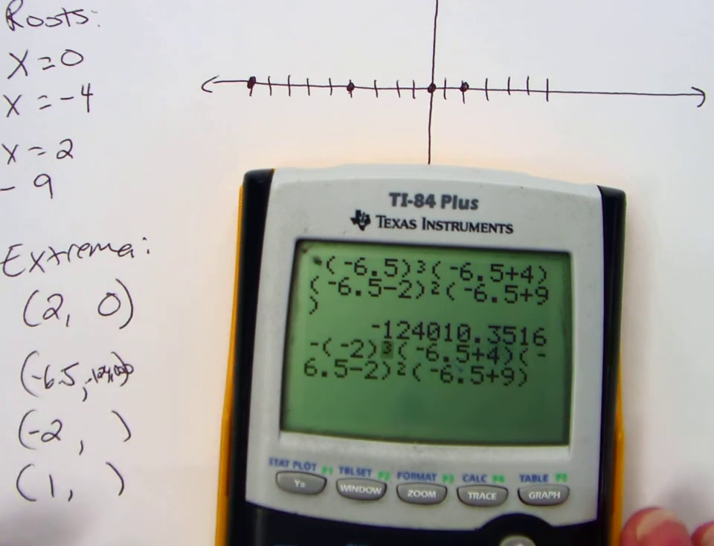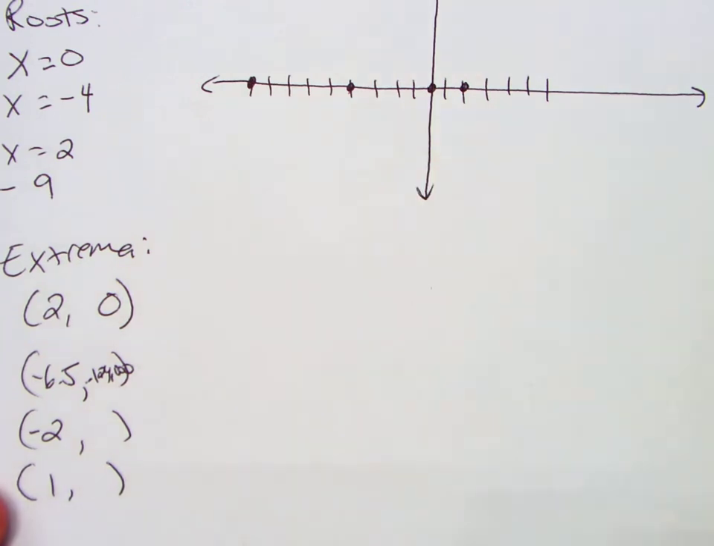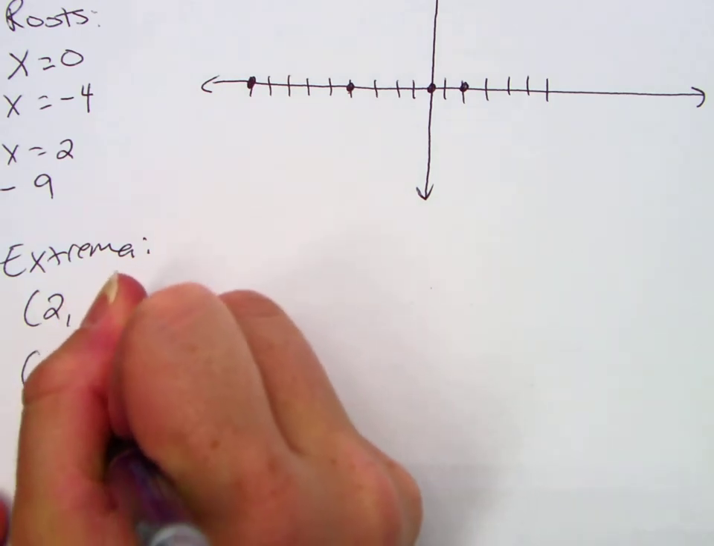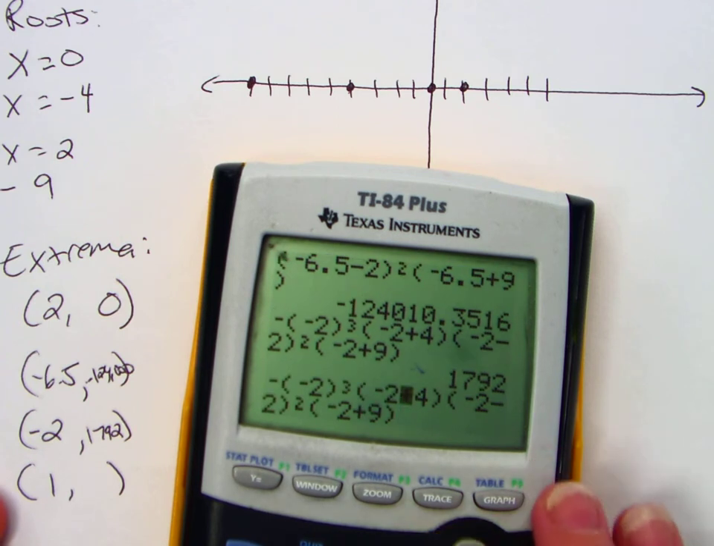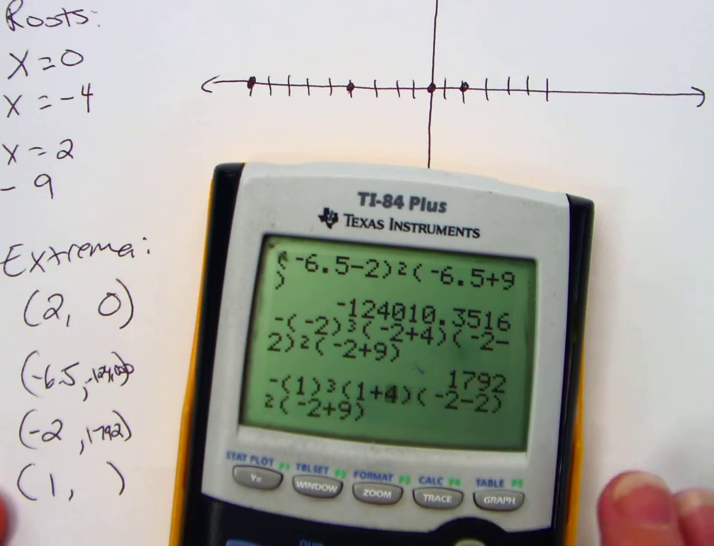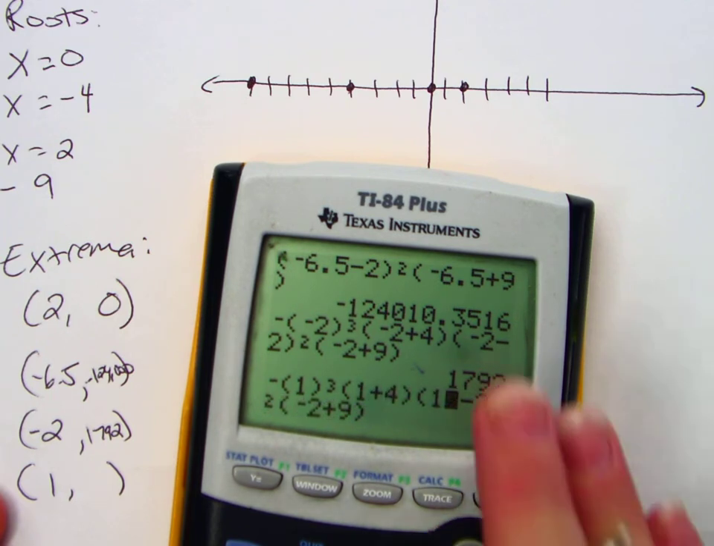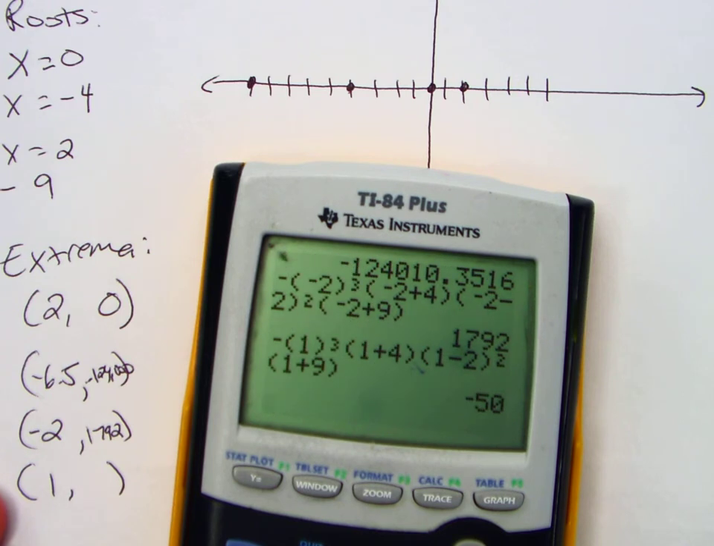Delete, delete. 2, delete, delete. 2, delete, delete. 2, delete, delete. 1792. So these are big numbers, and then do it again. Second enter, and now I'm going to write 1 over the -2. Delete. Enter. -50.